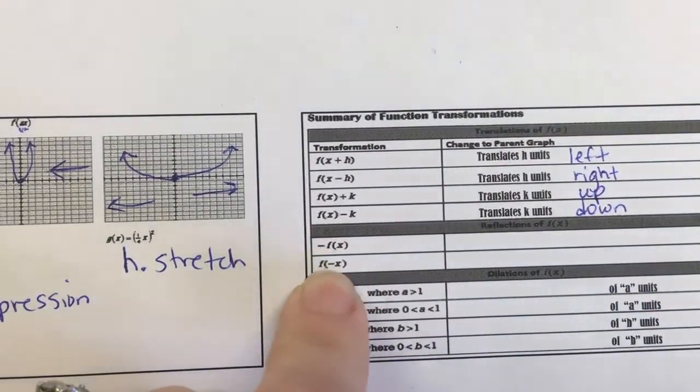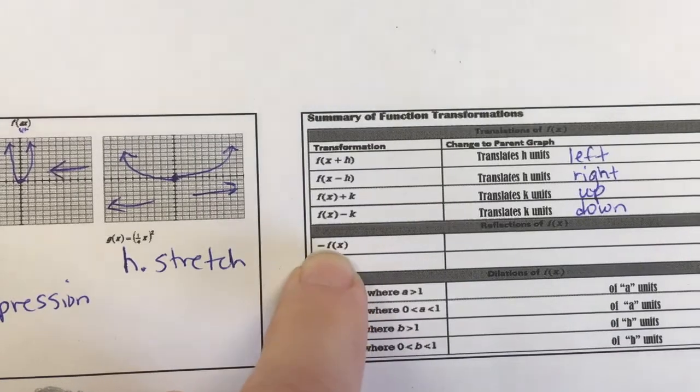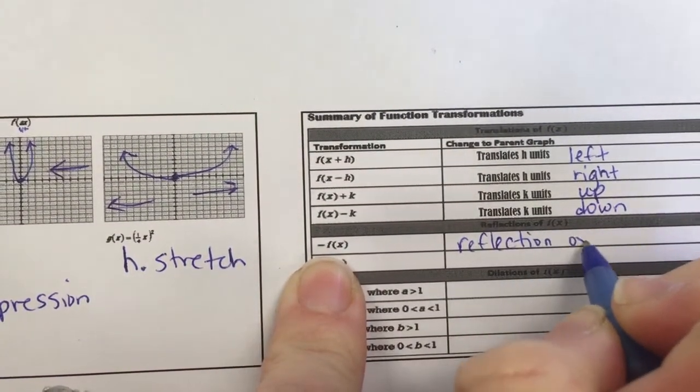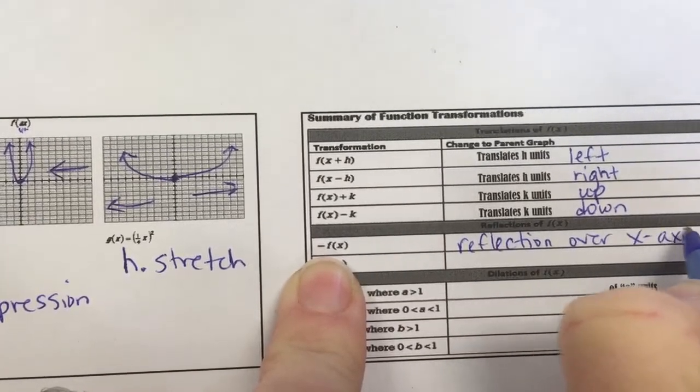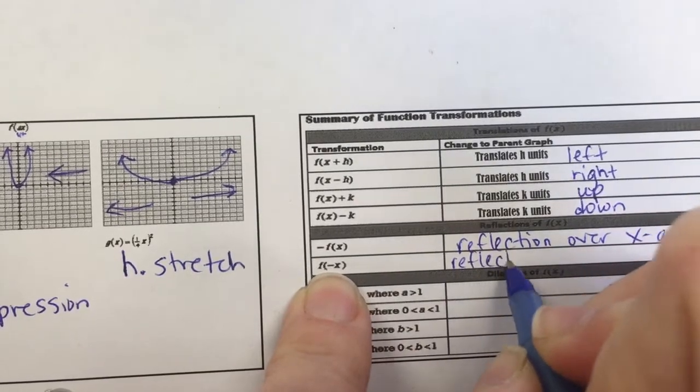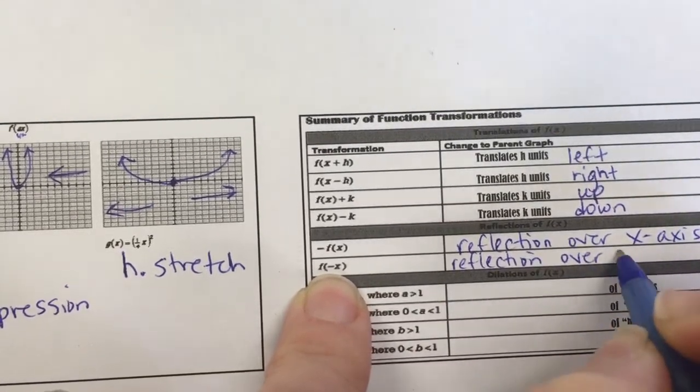We didn't do any of the graphs of what the negative makes it do. The negative on the outside is a reflection over the x-axis. You learned that in Math 2. A negative on the inside with your x is a reflection over the y-axis, so that is new.